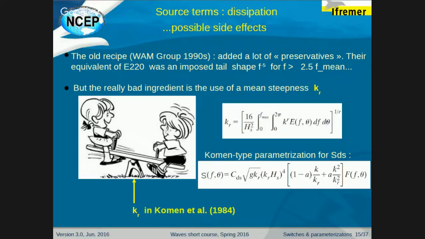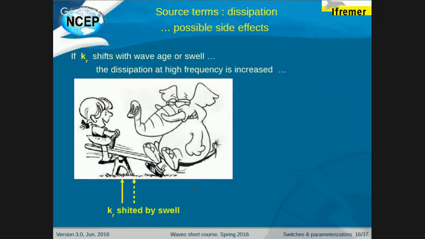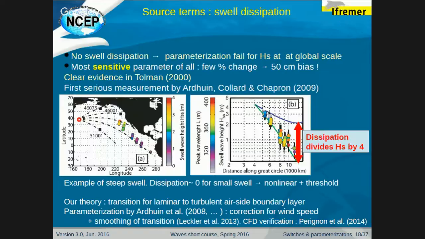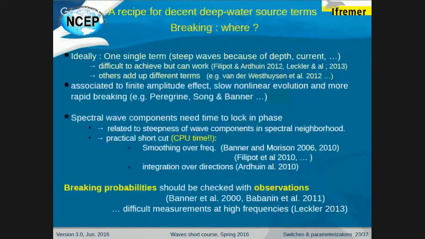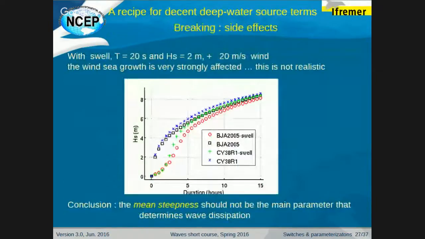But now if you have some swell on top of the wind sea, that's going to change the mean steepness and move the kr to low frequencies, and then the buoy will feel like an elephant. And the buoy becomes an elephant. This is what happens. Have it here, the buoy like an elephant. Where is it? It's here. So that's a very simple calculation.